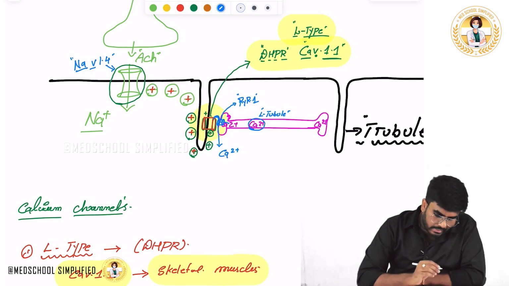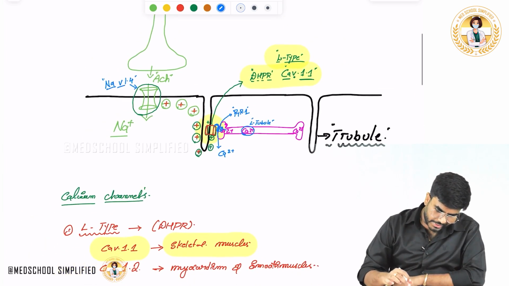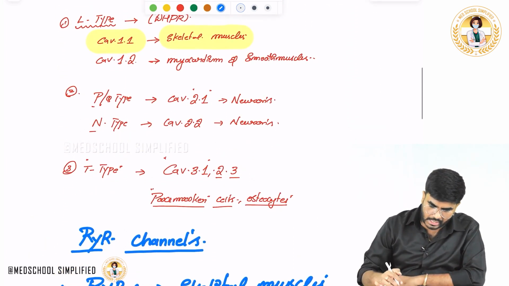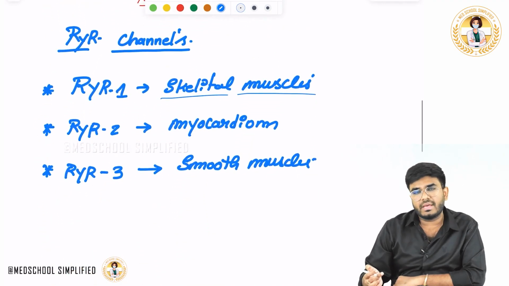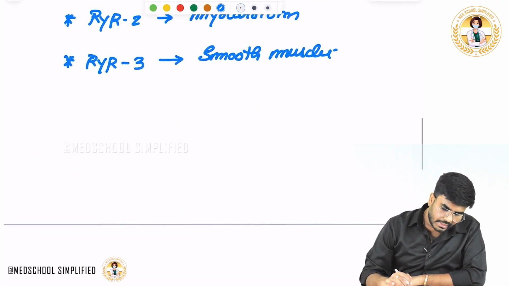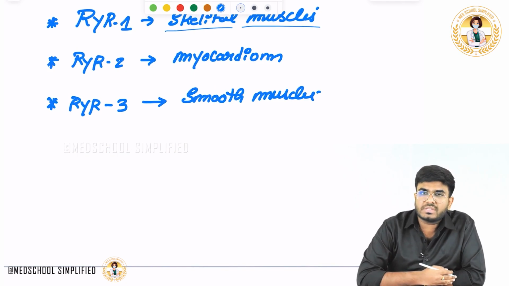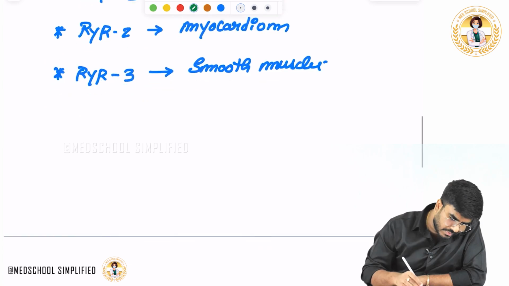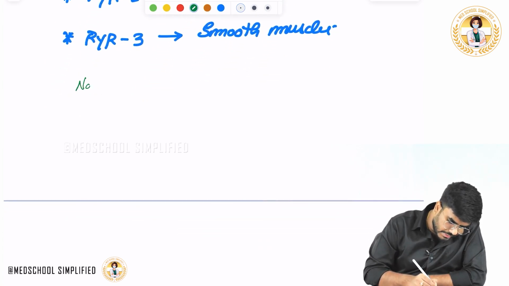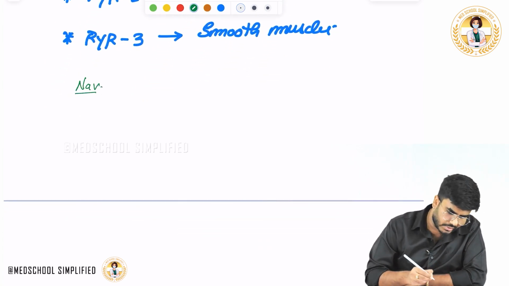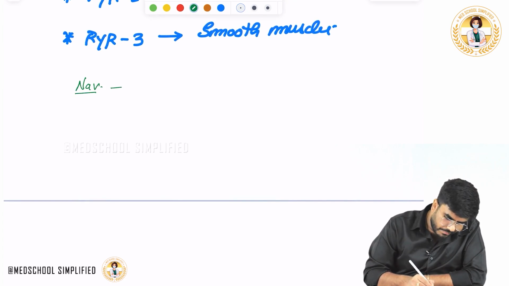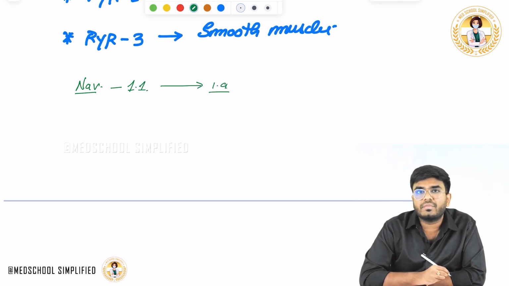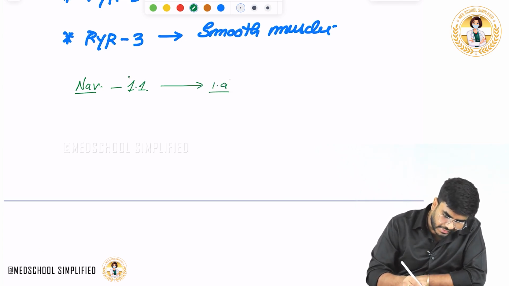Here I have explained different types of calcium channels. Also, I have explained different types of RYR channels and their locations. Let me explain different types of voltage-gated sodium channels and their locations so that you will have a better understanding. Let me write here: voltage-gated sodium channels. There are 1.1 to 1.9, different types.